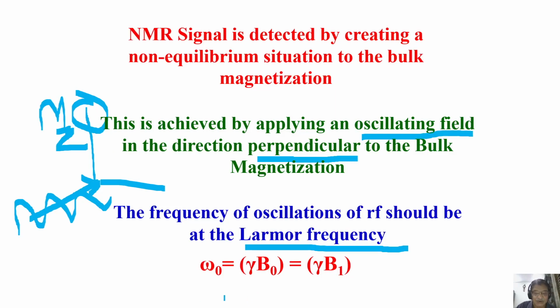In other words, gamma into B naught should be equal to gamma into B1. B naught is the strong magnetic field, and this is the resonance condition we got here.